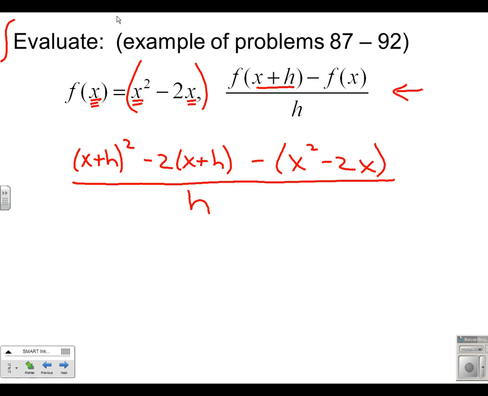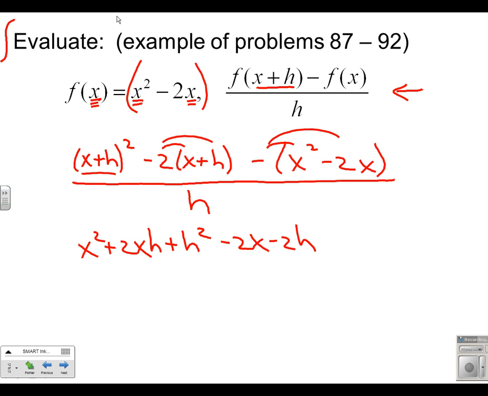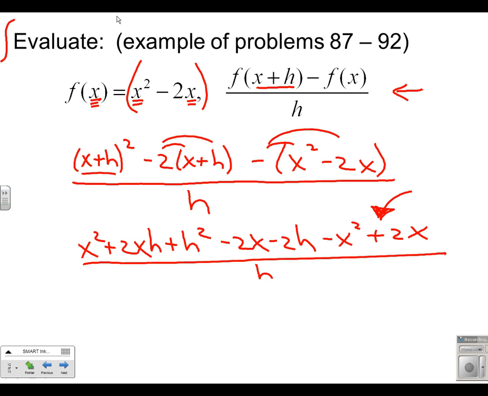Seems weird, especially when you start doing multiple problems like this, but hang in there. So now we can pass this on to a reasonably decent Algebra 2 student, where we would FOIL x squared plus 2xh plus h squared. We would distribute minus 2x minus 2h. We would distribute minus x squared plus 2x. There's a big gotcha for people from time to time. Distribute that all on h.